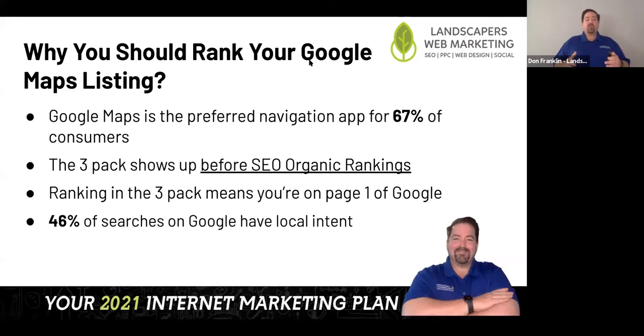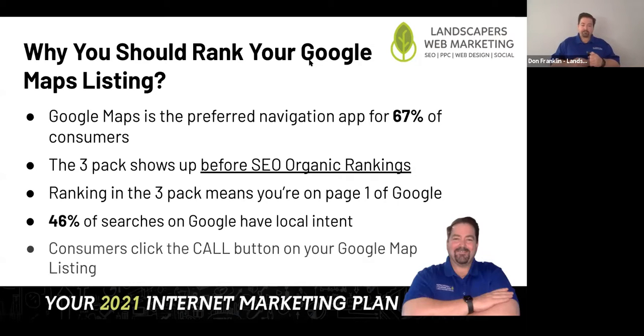46% of searches on Google have a local intent. And that's a very key factor for home-based businesses, you know, landscapers and hardscapers. We are local, and so you want to make sure that you're showing up for them. And consumers click the call button on your Google Map listing. There's an actual call button on there, and they click that.